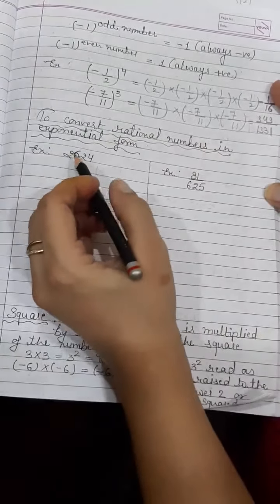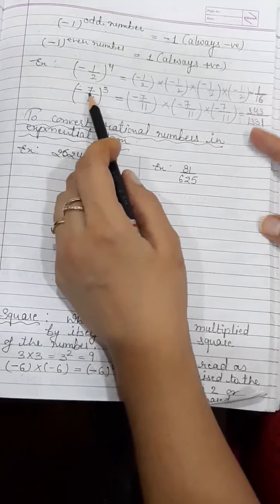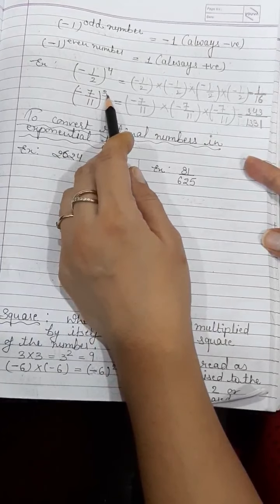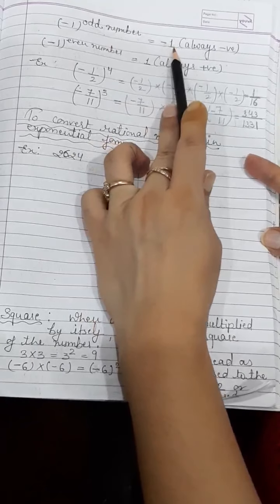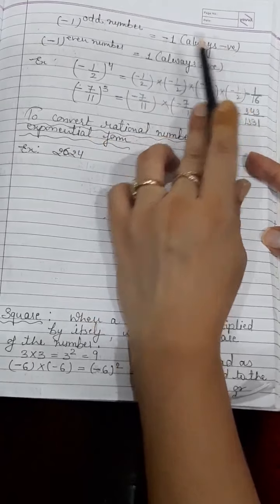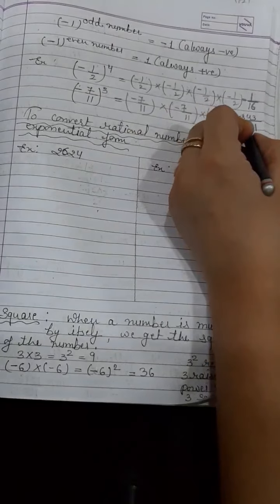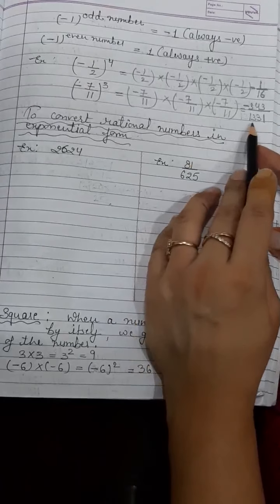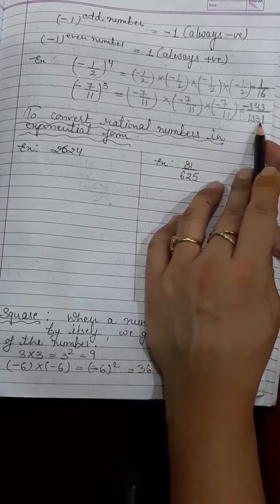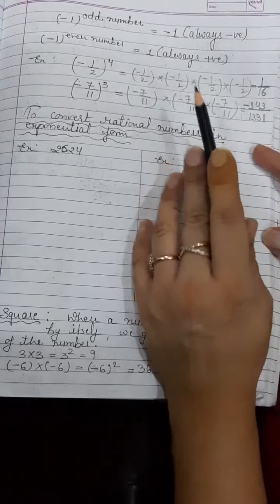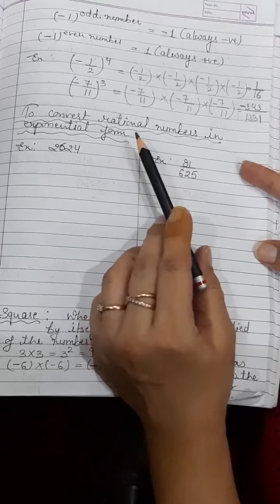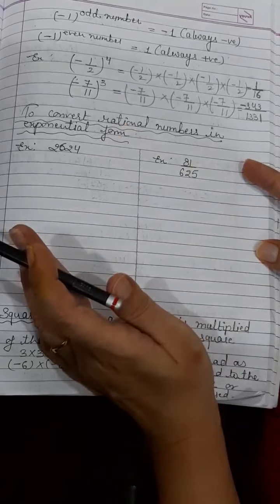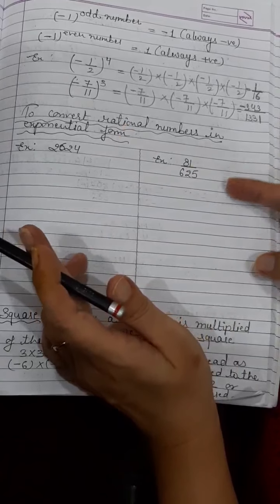Clear? And here you can see the minus sign's power is 3, and 3 is an odd number. So with the answer you have to apply a negative sign. So here the minus sign will come and the answer will be minus 343 by 1331. Clear?